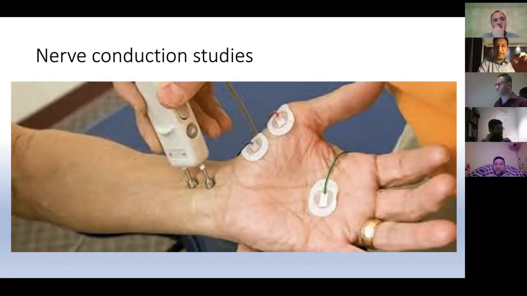And in the early phases, these are positive things, which are called positive sharp waves, upside down V's, and then you get fibrillations later on. So not fasciculations, guys. Remember, fasciculation is a clinical sign. It's twitching. You get positive sharp waves and you get fibrillations. So that's a sign of denervation.